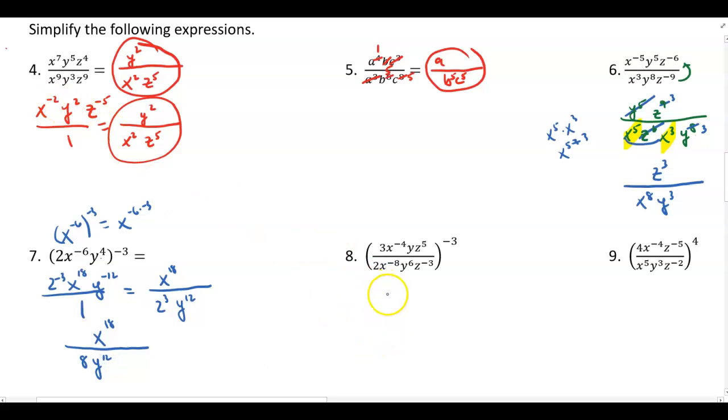The next one, I'm going to raise everything here to the negative 3 power. So 3 to the negative 3, x to the negative 4 times negative 3 is positive 12.